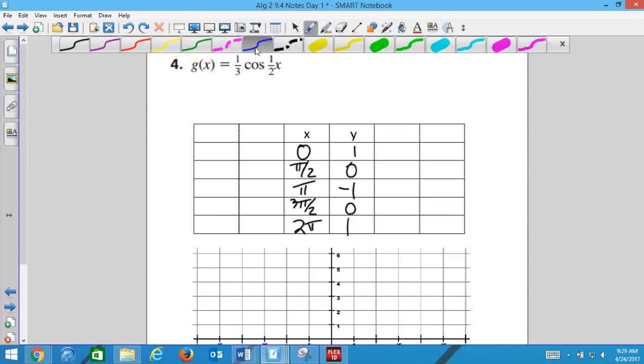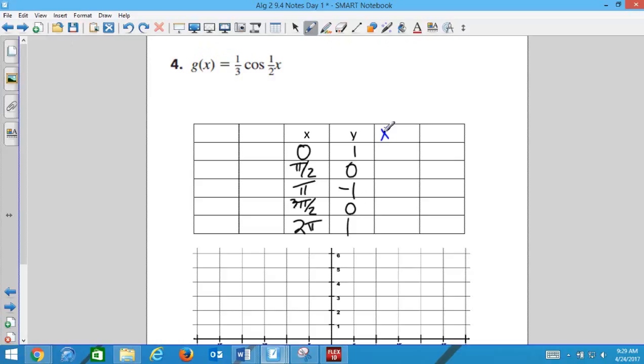Here we have a 1/3 in front, so you're going to multiply your y's by 1/3. That means we have a vertical shrink with factor of 1/3.